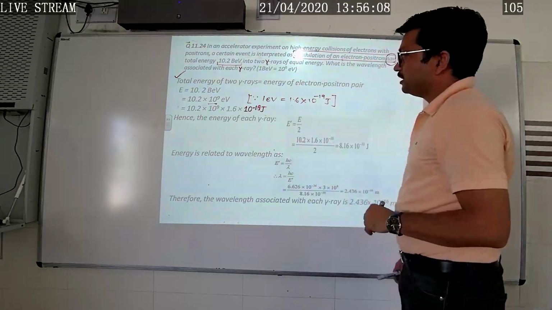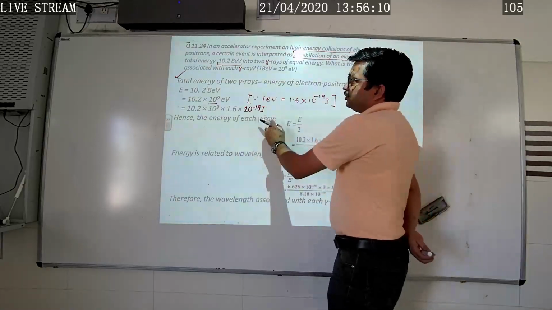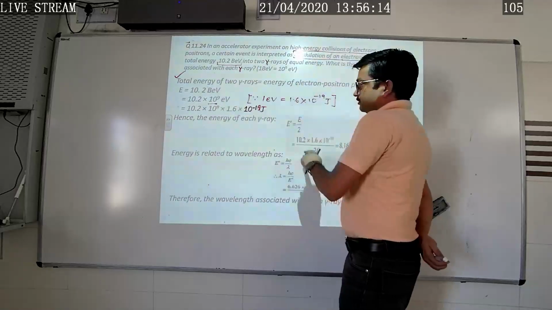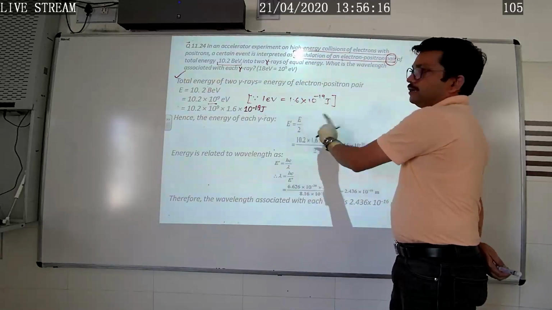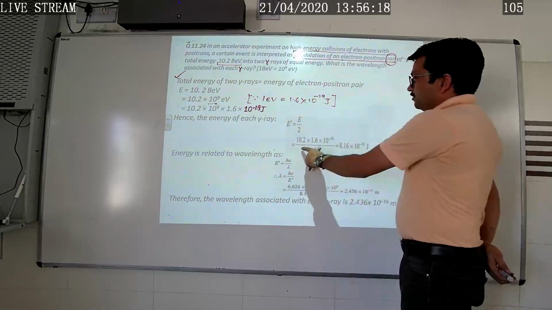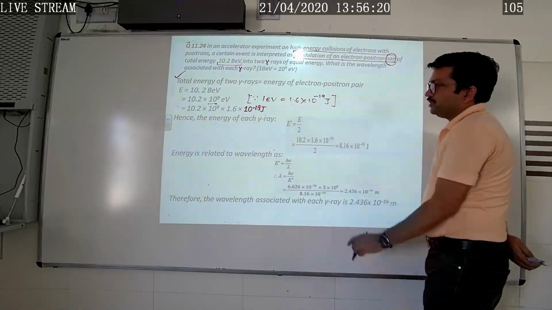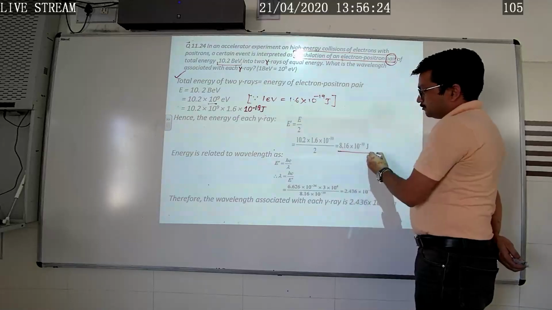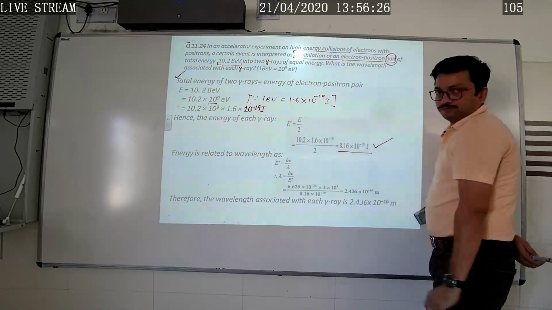Here we have substituted. Hence the energy of each gamma ray: this was the energy of the two gamma rays, so the energy of one gamma ray will be divided by 2. After dividing it by 2, what do we get? That is 8.16 into 10 to the power minus 10 joule.